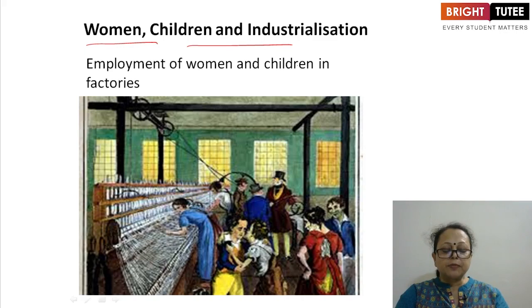Then it is about women, children and industrialization. The condition of women as employees, and the children in factories. This is the picture related to the women and the children. The employers preferred to employ women and children, particularly in the textile industries. This is also a great question. What is the reason behind it? Why did they prefer women and children in the factories, especially in cotton textile industries?